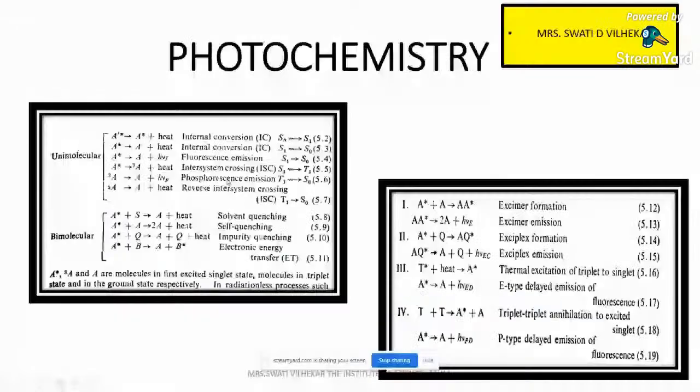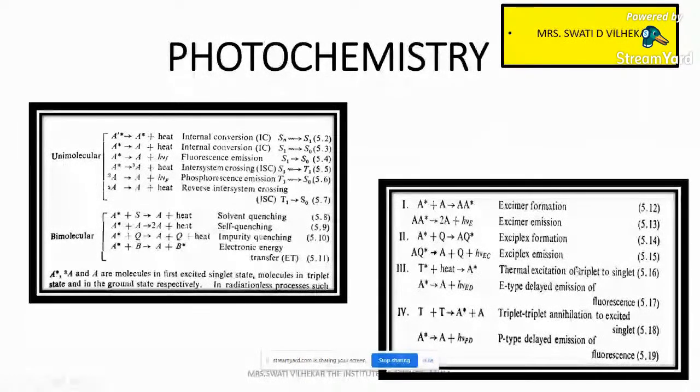And there may be some processes where, instead of internal conversion, fluorescence or other pathways, it will show some quenching process. And lastly, we have seen the electronic energy transfer. These are the probable mechanisms. We have already seen it.